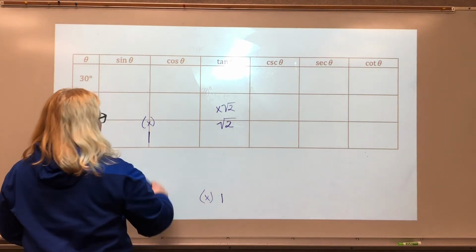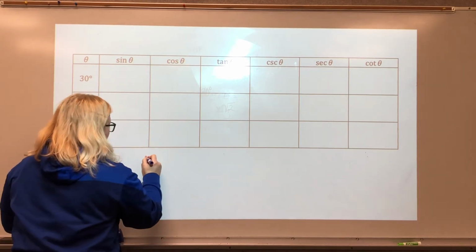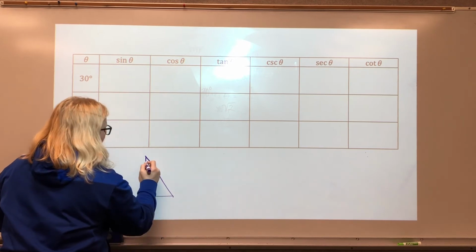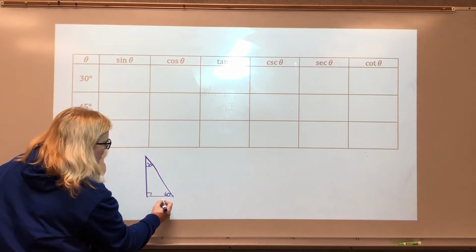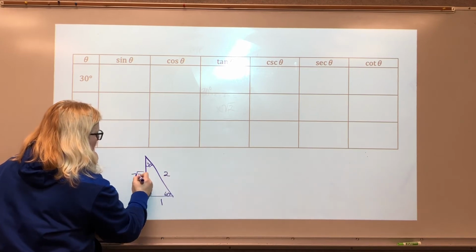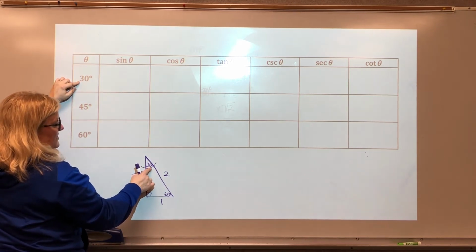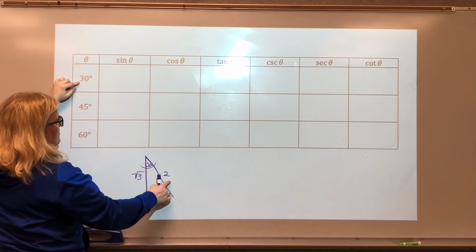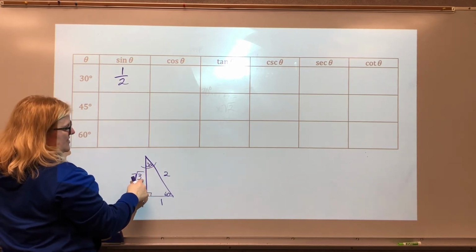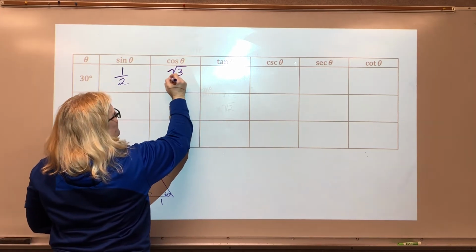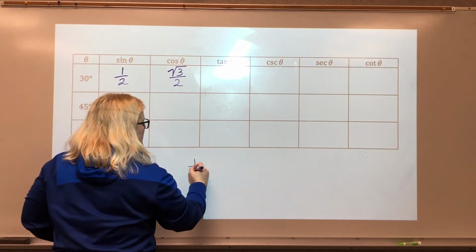So these are some of the most used angles in trig. And if we draw our 30, 60, 90 triangle again, okay, and this side is 1, this side is 2, and this side is the square root of 3, then if I take the sine of 30 degrees, so there's my 30 degrees, and I take the sine, so that's opposite over hypotenuse, then the sine of 30 degrees is 1/2. Now the cosine is adjacent over hypotenuse, so that's the square root of 3 over 2. The tangent is opposite over adjacent, so that's 1 over the square root of 3.